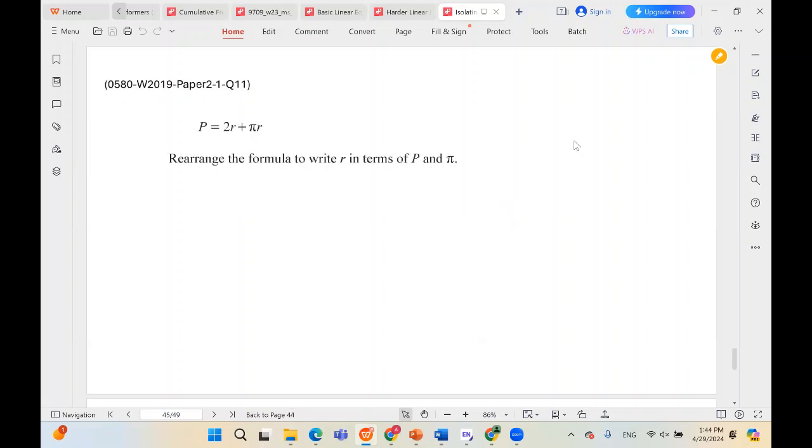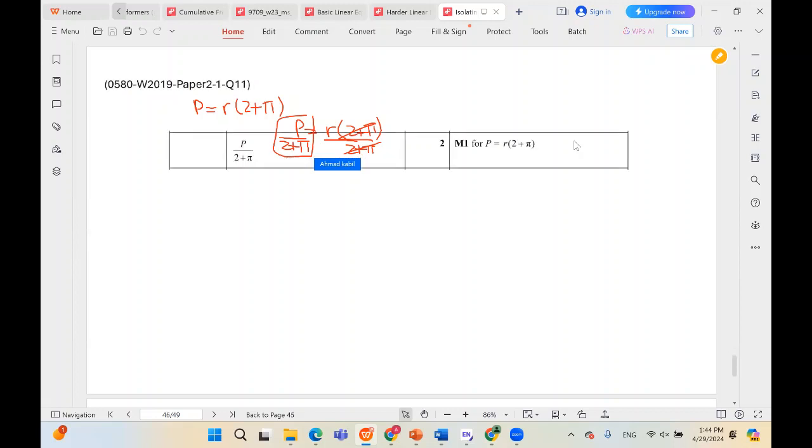Here we want to write r in terms of p and pi. So we can just take r as a common factor. So r times 2 plus pi equals p. Let's rewrite it here. P equals r times 2 plus pi. Then divide both sides by 2 plus pi. This bracket will cancel out. So you're left with p over 2 plus pi as the final answer.